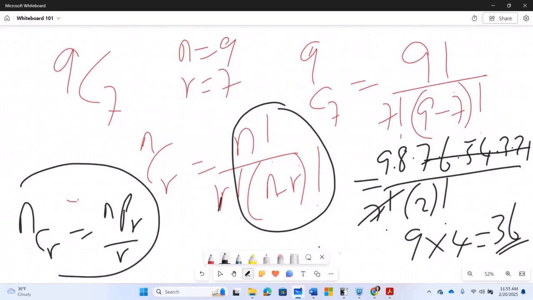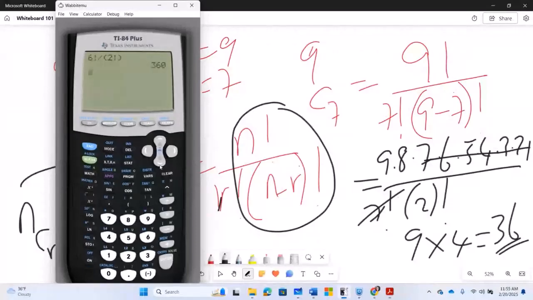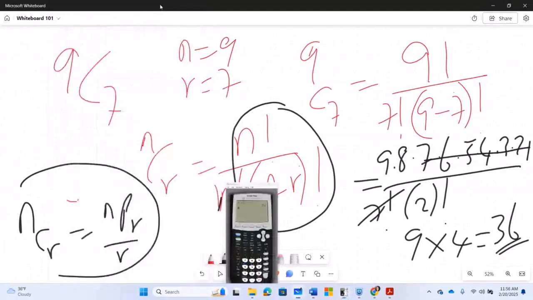Let me verify my answer with my calculator. So I have 9 combination 7. Good. 9, go to math, arrow to PRB. Combination is number 3. 9 combination 7. Hit enter. That is 36. 9 combination 7 is 36.